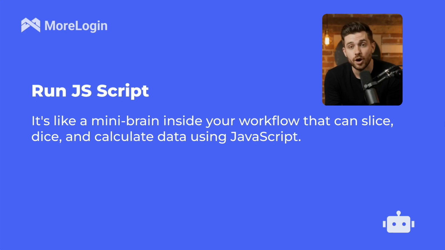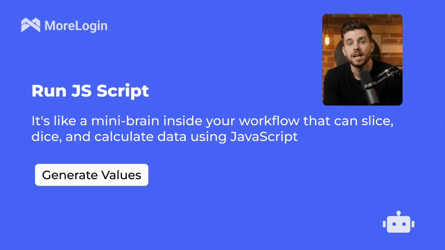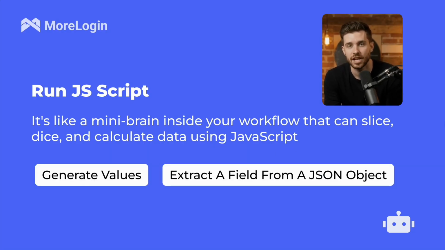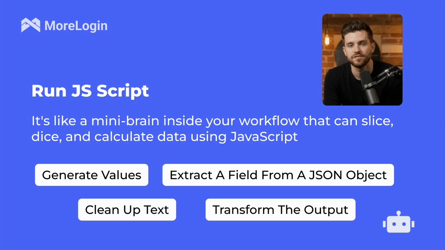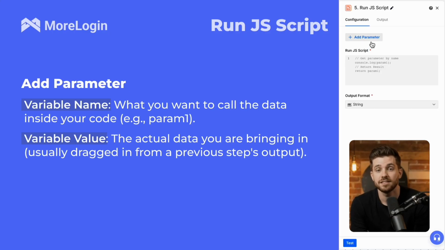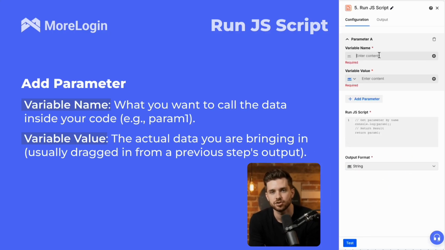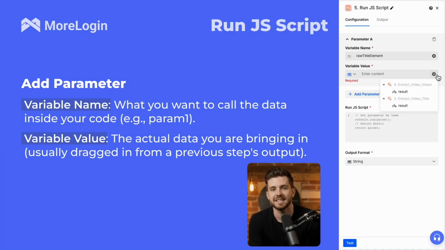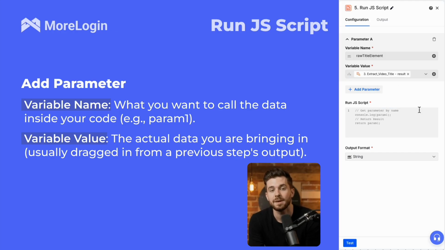It's like a mini brain inside your workflow that can slice, dice, and calculate data using JavaScript. That might mean generating a value, extracting one field from a JSON object, cleaning up text, or transforming output from an earlier step. The first is add parameter. This is where we pass variables into the script. Once a variable is added here, we can reference it by name inside the JavaScript below.